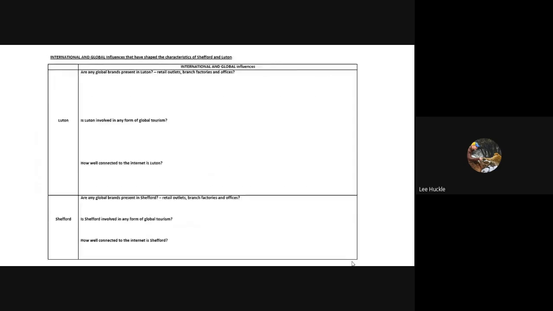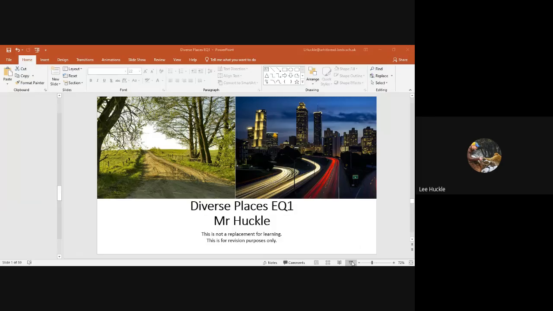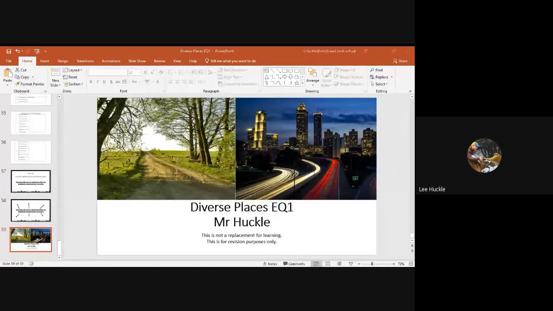So you do need to know Luton and Shefford inside out, with the clear comparisons, the clear similarities, the clear differences, and the reasons why there are differences and similarities between the two local and contrasting places. So that rounds off inquiry question 1. Again, please go back over this. Look very carefully at all of the different parts of the unit and then how this links into inquiry question 2. Thank you very much.